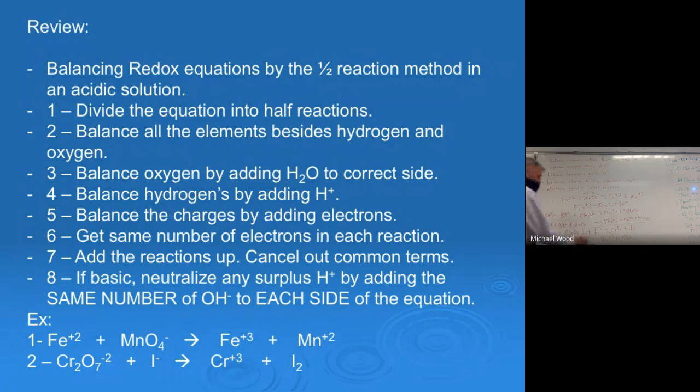Okay, so if I add this up, what I would have then is 14 H+ plus Cr2O7 -2 plus 6 I negative. So I have this, this, and this. And on this side, I have 2 Cr+3 plus 7 waters plus 3 I2. Questions there on that?